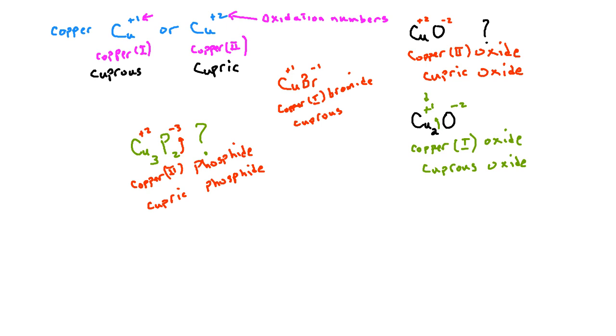Okay, so we have copper has two names, cupric, copper 2, or cuprous, copper 1. Okay, and there's one other example I want to do with you, and then we'll be done. And that's iron. Okay, iron has two oxidation states, Fe plus 2 and Fe plus 3.